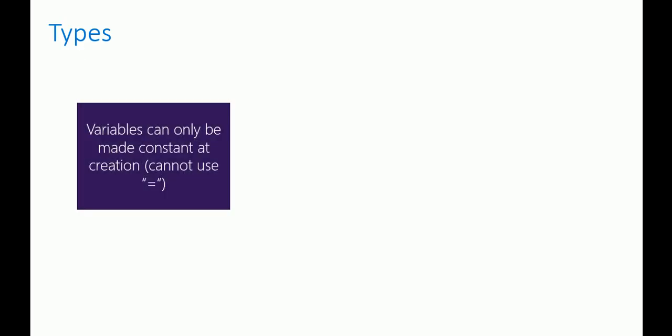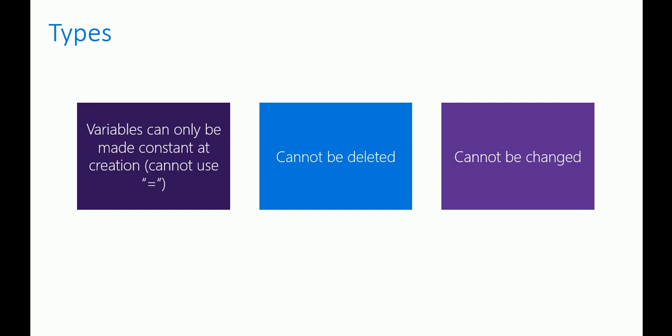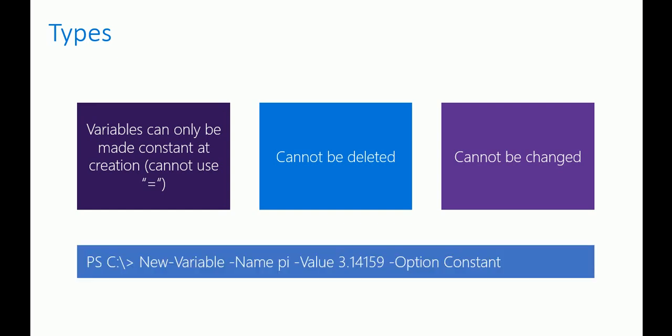Now it's a type. A variable can only be made constant at creation; it cannot be reused, cannot be deleted, and cannot be changed. Here is the example: New-Variable with the name Pi and the value defined here, and the option Constant if you are using a constant.